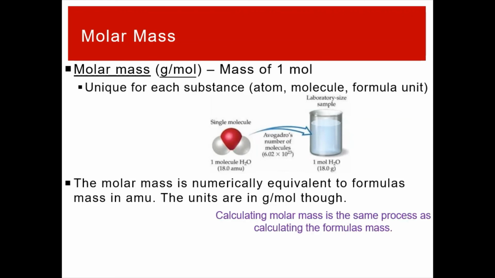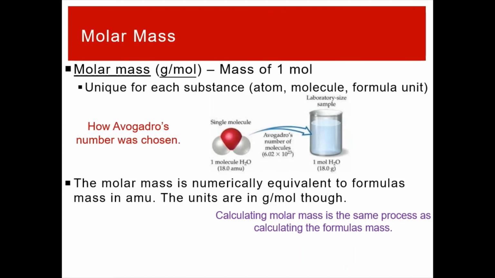When we go about the process of calculating molar mass, it is numerically equivalent to the formula mass in atomic mass units. The only difference is that the units are in grams per mole. So the process we just used for calculating the formula mass is going to be the same way that we calculate the molar mass. Okay?